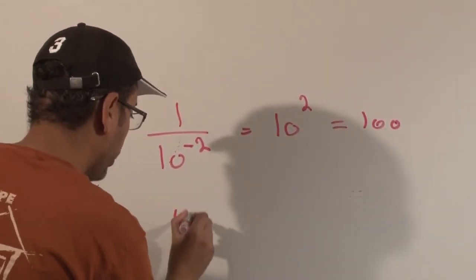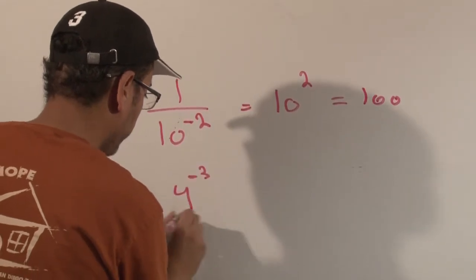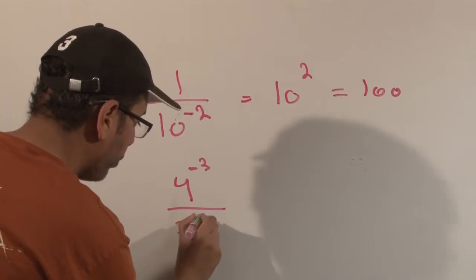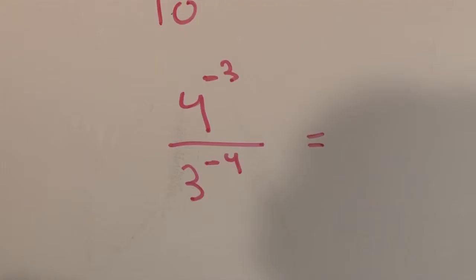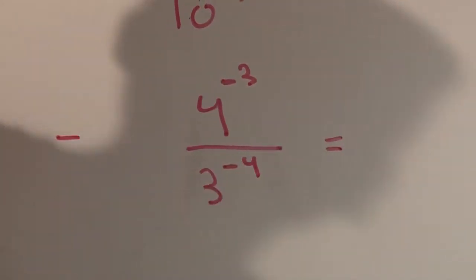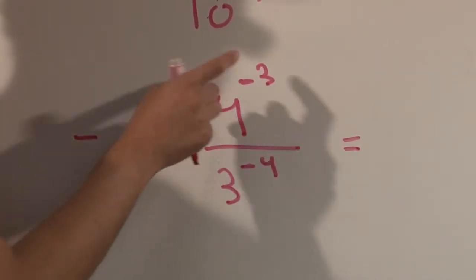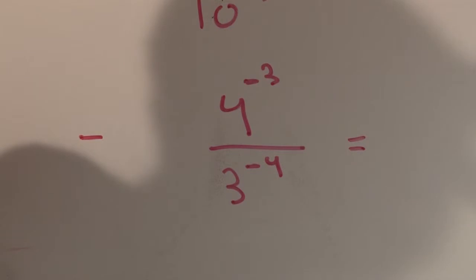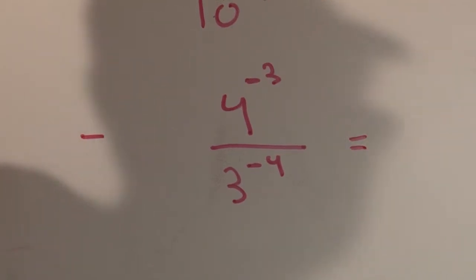Okay. 4 power of negative 3. 3 power of negative 4. So here is example 2: 4 power of negative 3 divided by 3 power of negative 4. How could I solve that?